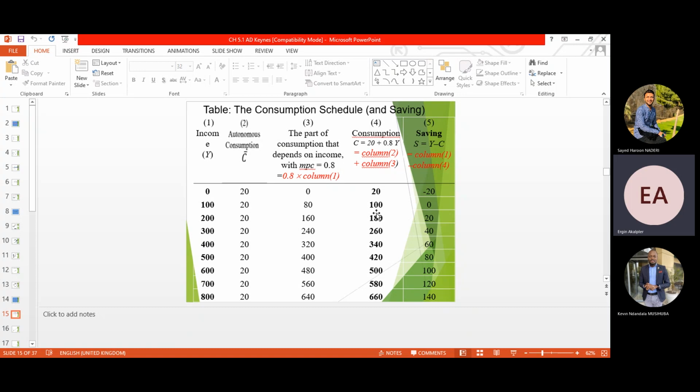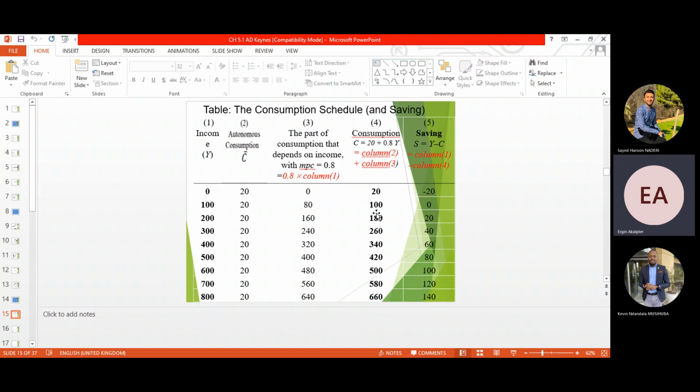When we rewrite this, the consumption equation is going to be equal to the autonomous consumption, the so-called intercept, which is $20 or 20 euro, plus 0.8Y. This is the consumption equation as it is given in the fourth column. And 0.8 here is the marginal propensity to consume, the so-called percentage of consumption from disposable income that is consumed. And the rest of this is the saving.